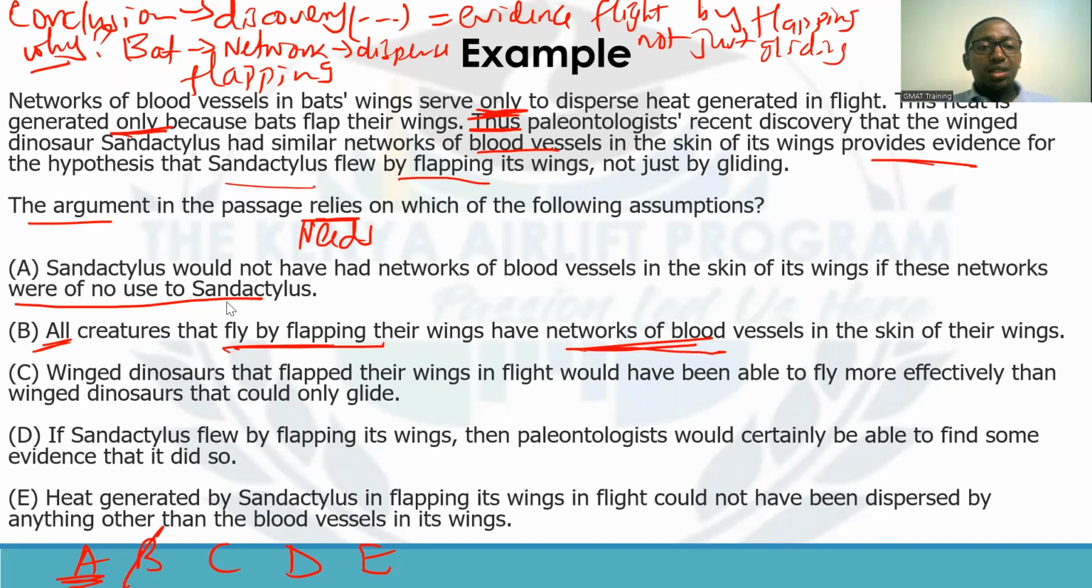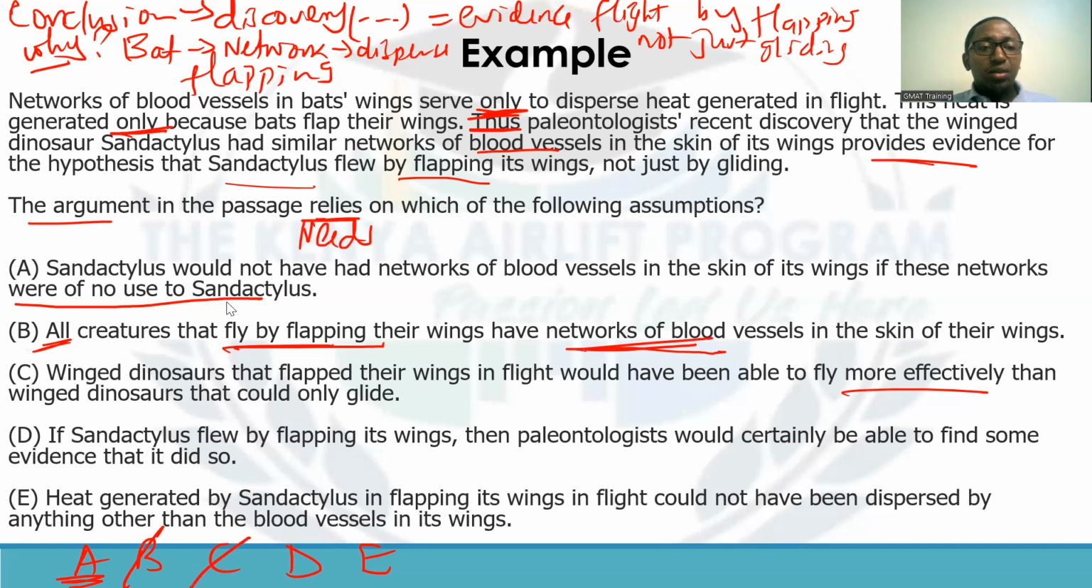C, winged dinosaurs that flap their wings in flight would have been able to fly more effectively than winged dinosaurs that could only glide. So if the conclusion had something to do with efficiency, say the efficiency of flight of this dinosaur provides evidence that it flew by flapping its wings, we could have considered C. But our evidence here is just the network of blood vessels, not how effectively this dinosaur flew. So for that reason, we eliminate C.